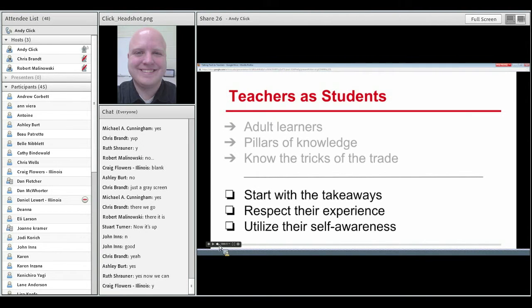So, biggest things on that: start with your takeaways. Right off the bat, let your faculty know how they're going to be able to apply what you're teaching them, the outcomes of the workshop right from the start, so they know that there's something worthwhile to pay attention to and be involved in. Definitely respect their experience, and we'll talk about that a little bit more later. And then utilize that self-awareness.